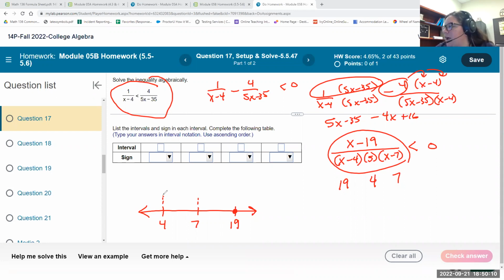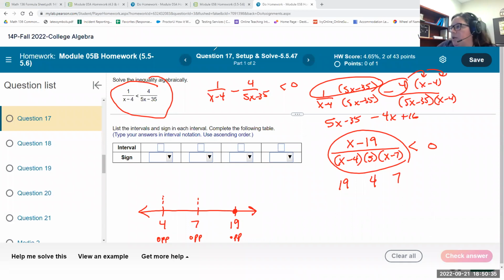And then I'm just going to check and see if any of those factors were squared. And none of them were. So I'm just going to make a note to myself, opposite, which is my way of reminding myself that it's going to switch from positive to negative at each of those. If the factor was squared, it wouldn't switch. It would be the same on both sides. So that can kind of shortcut. So I don't have to do a test value of every single interval.